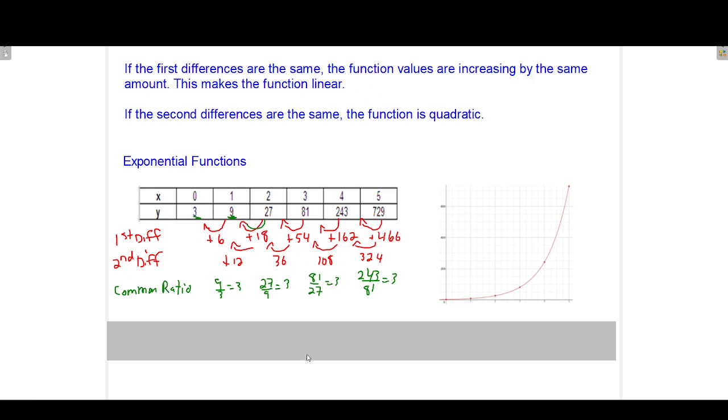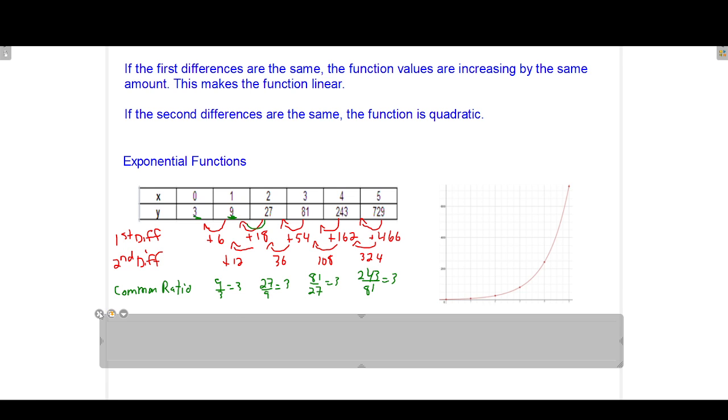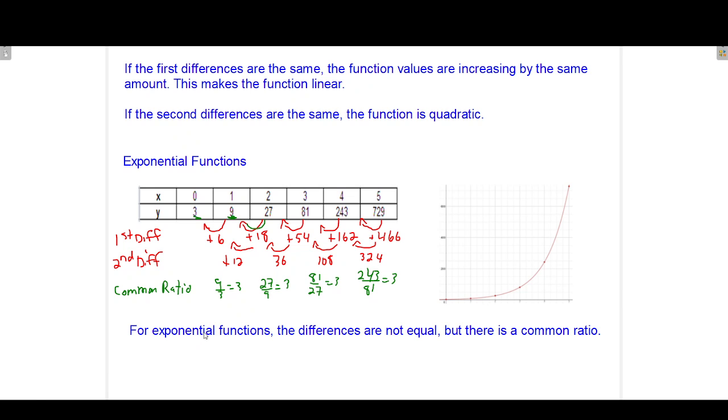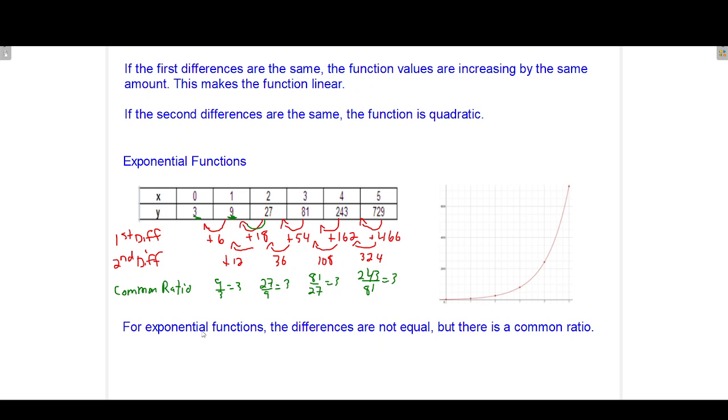So for an exponential function, it's not that the finite differences are the same, but that there's a common ratio. So we take successive y values and divide them by the previous, just like we did with the differences, except instead of subtracting, we're dividing. And that's how you can tell if a function is exponential from its table.